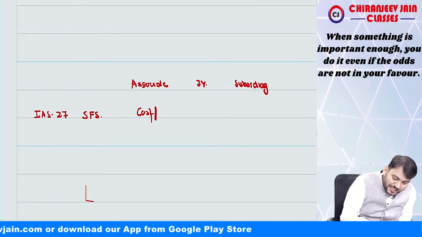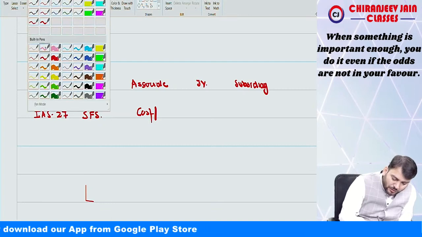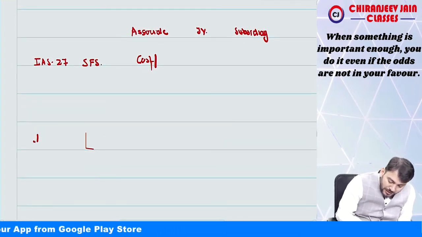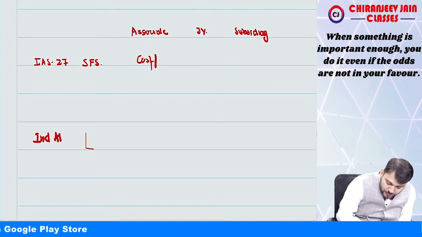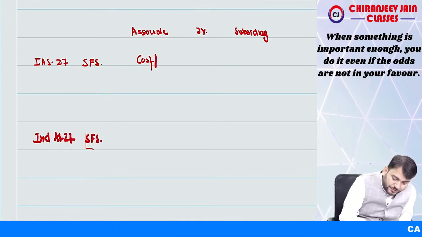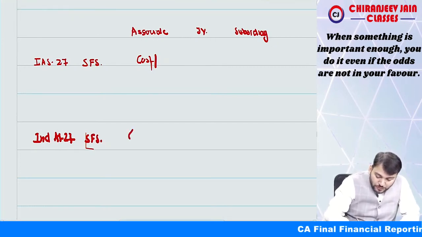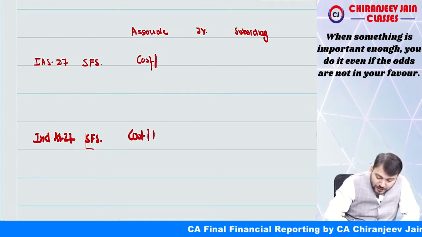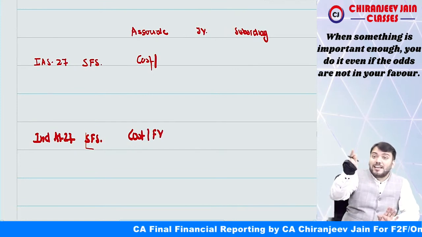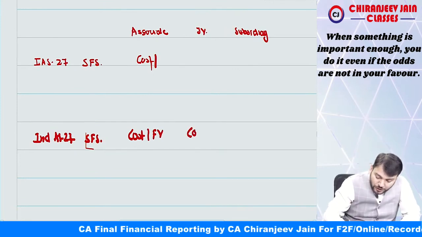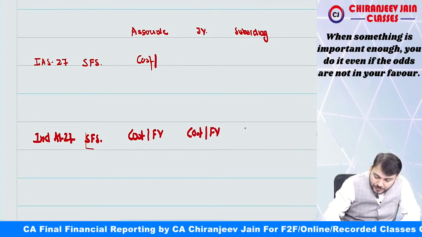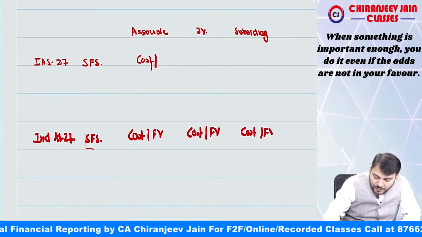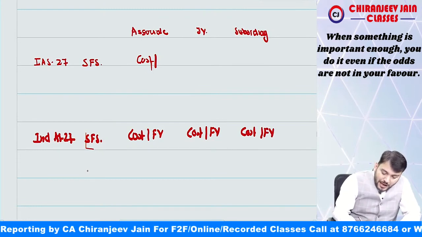First let me explain what Ind AS 27 says. Correct now. Then only you will understand. Ind AS 27 says while preparing SFS, you need to value investment in associate, joint venture, subsidiary either by using cost method or fair value method given under Ind AS 109. So they have given two options: cost or fair value method. Cost or fair value method. Correct.